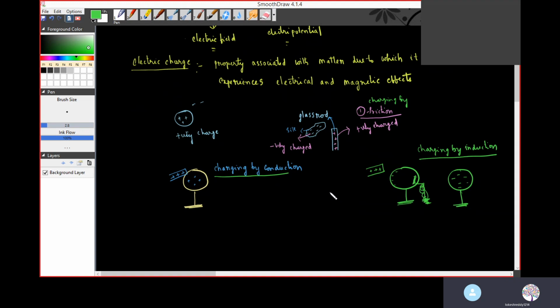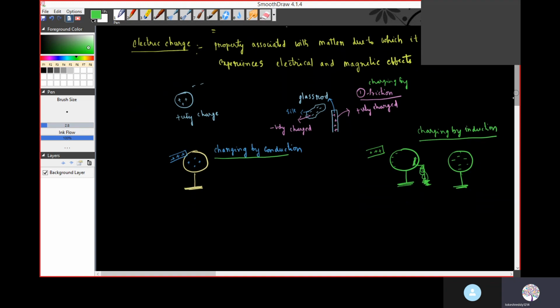Now first of all we discuss a point charge. Next one is quantization of charge. What do you mean by quantization of charge?